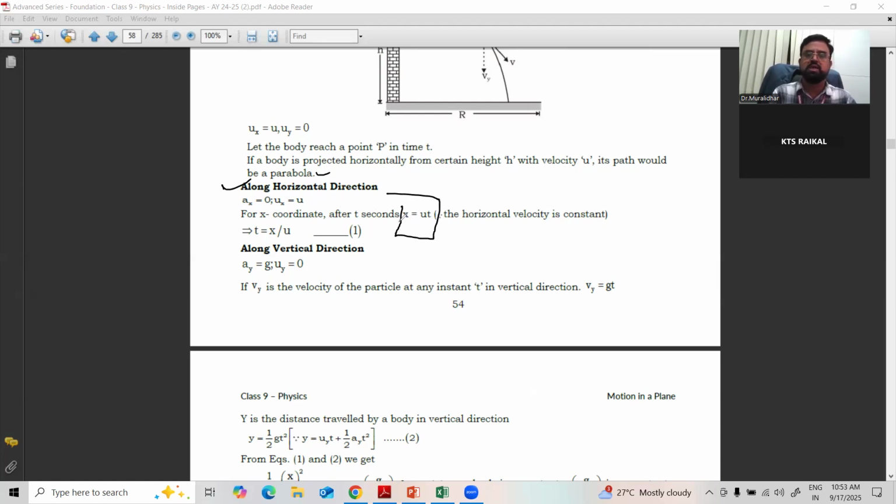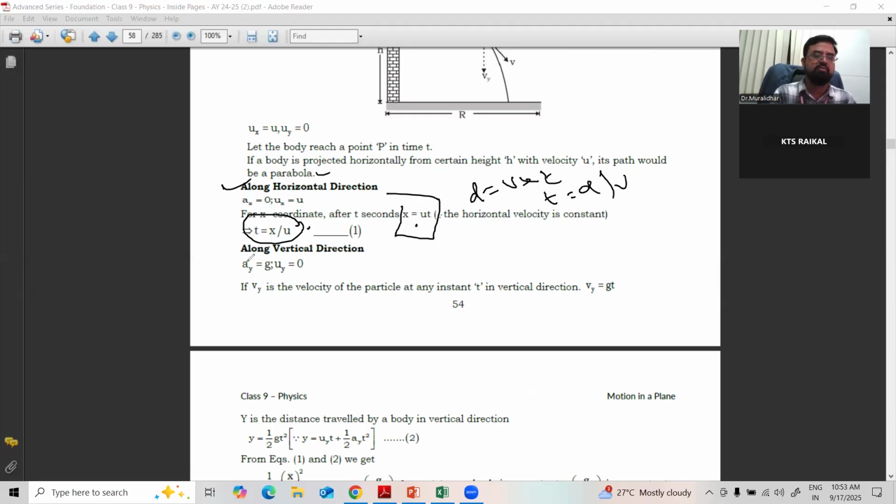So what is the distance here? The distance covered is x, u is the velocity, t is the time. Horizontal velocity is constant. So we get t is equal to x by u from here. It's a common formula: distance is equal to velocity into time, and from that, time is equal to distance by velocity. That's what we wrote here.